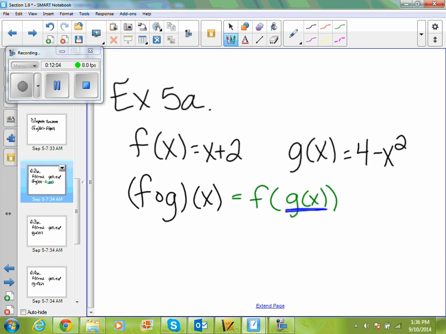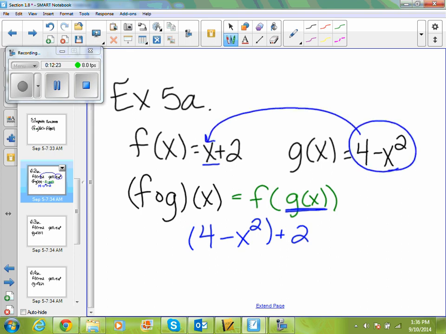So then if I do that, I see that I have this original x here. So instead of having that x, I'm going to have g of x, and g of x is 4 minus x squared. So that's what goes into my x plus 2. All I did was take my g of x, this 4 minus x squared, and I plugged it in for my x in my original equation.